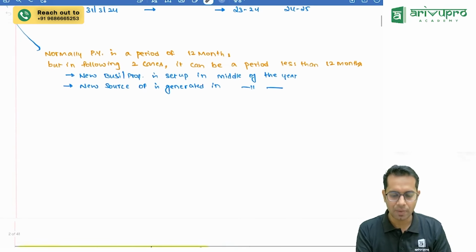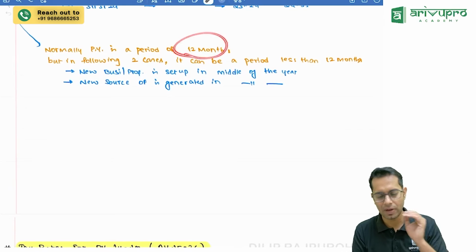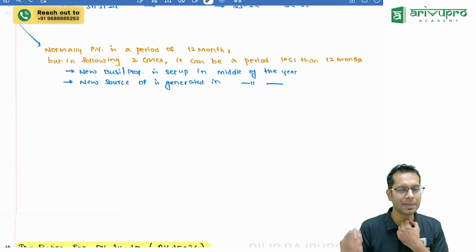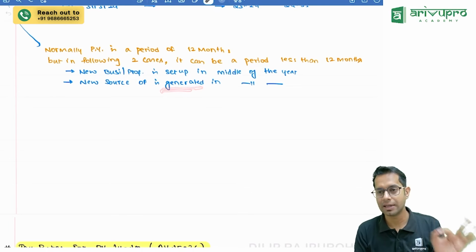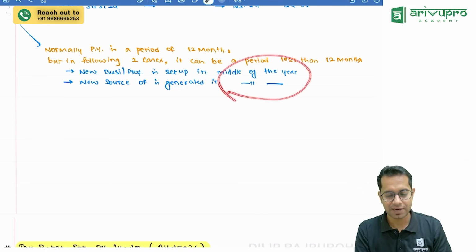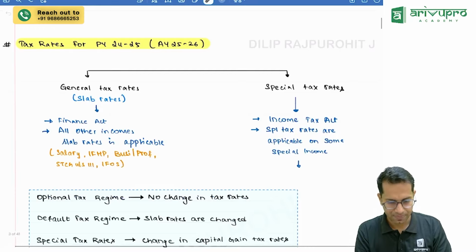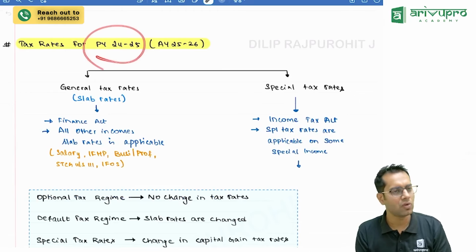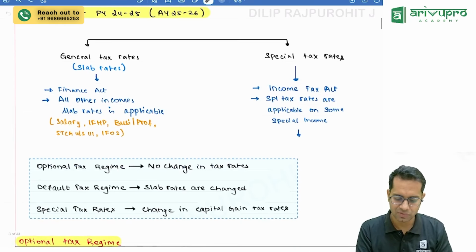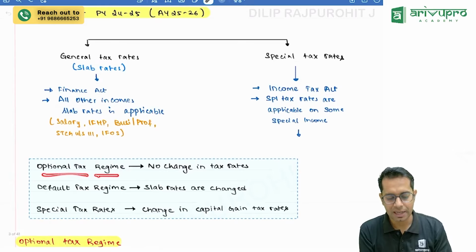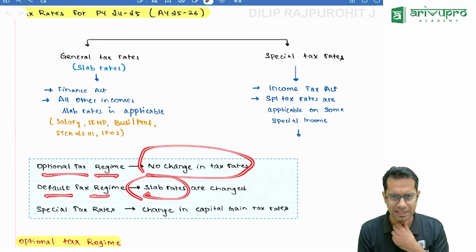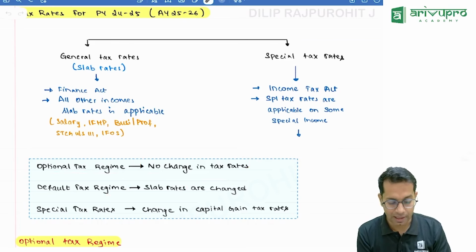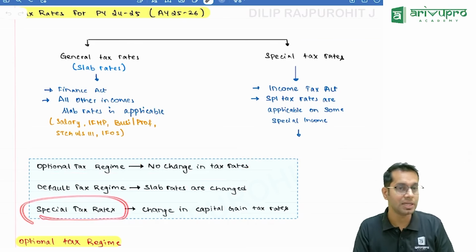Normally the previous year is a period of 12 months. However, if you have started the business in the middle of the year, or if any new source of income is generated in the middle of the year, then the previous year will be a period of less than 12 months. Now the tax rate for 24-25 is something we have seen. Normally in the optional regime there is no change in tax rate, but in the default regime there is a small change in tax rates, which we have anyway covered in the classroom. In special tax rates also there is a change.